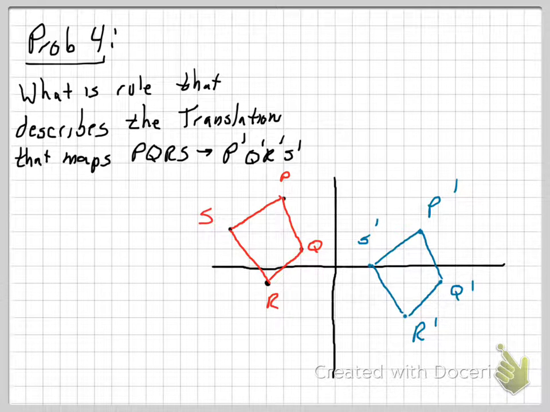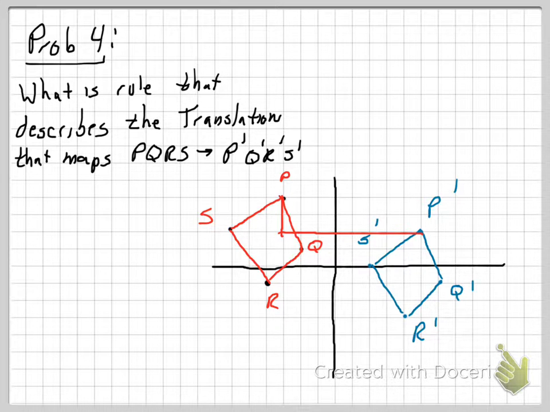Okay, problem 4 says, what is the rule that describes the translation that maps PQRS onto P prime, Q prime, R prime, S prime? So really, all I need to do is take one of these points. Let's take P, and let's count how I get from P to P prime. So this is going to be down 1, 2, and right 1, 2, 3, 4, 5, 6, 7, 8. So it's going to be down 2 and right 8.